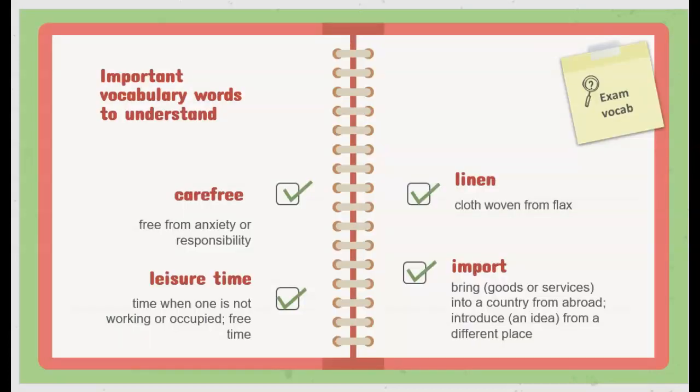And then our important vocabulary words to understand. Carefree means free from anxiety or responsibility. Leisure time is time when one is not working or occupied, their free time. Linen are pieces of cloth woven from flax. And then import means to bring goods or services into a country from abroad. Introduce an idea from a different place.